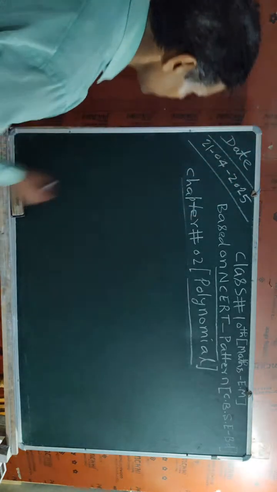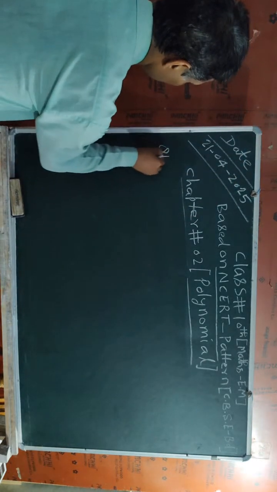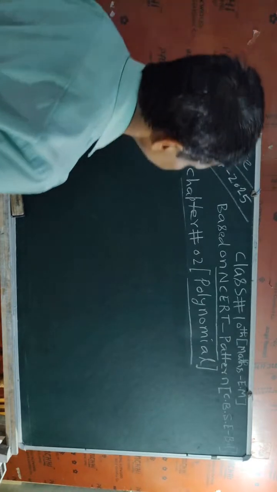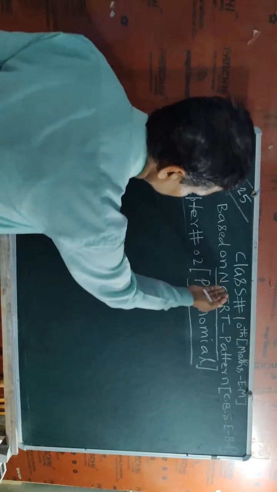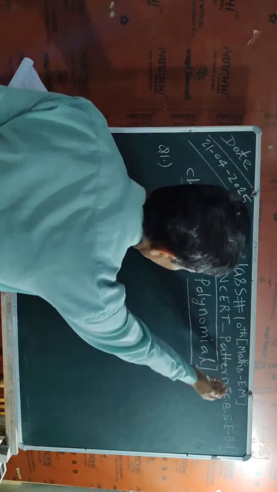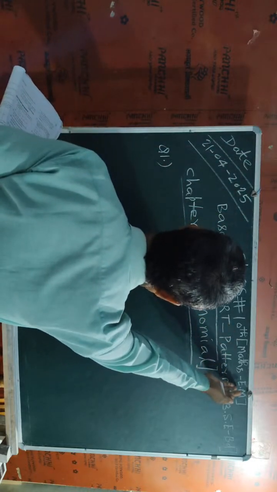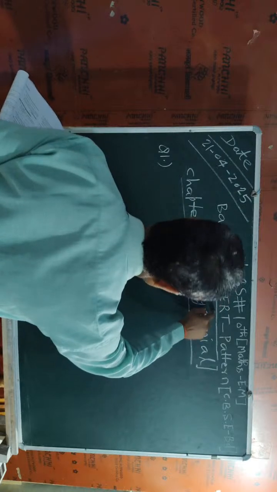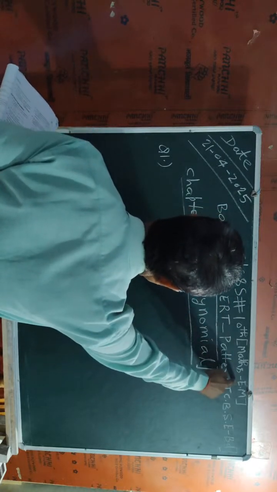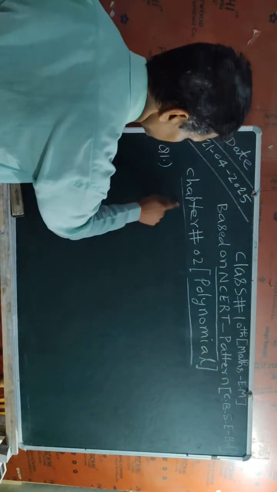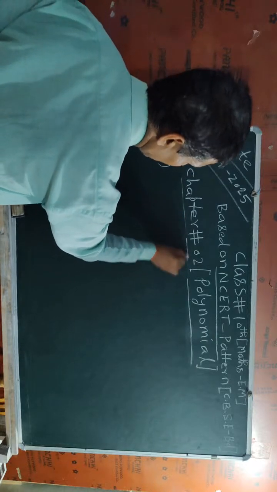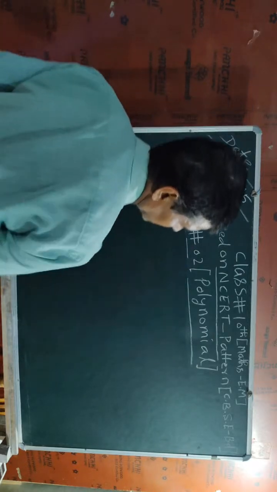Now question number one I am going to take. First of all I am going to say this is class 10 mathematics, which is based on the NCERT pattern, but it is in English medium. The chapter number is 2 and the chapter name is polynomial. Okay student.